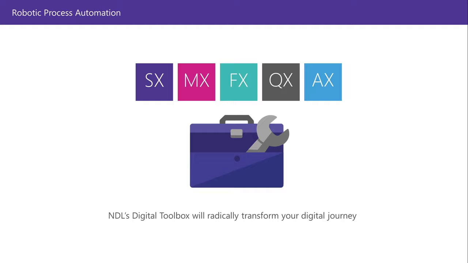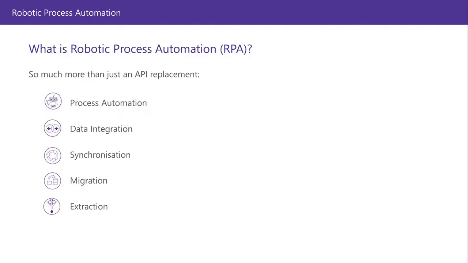In this demonstration, we are looking at SX, our robotic process automation platform. So let's look at what Robotic Process Automation, or RPA, is. SX in the past has primarily been used as an API replacement, but it has more capability than that. Here are some examples. Process automation, rekeying, doing repetitive tasks that are so boring and laborious to do, but that need to be completed reliably. Robots excel at these types of tasks.